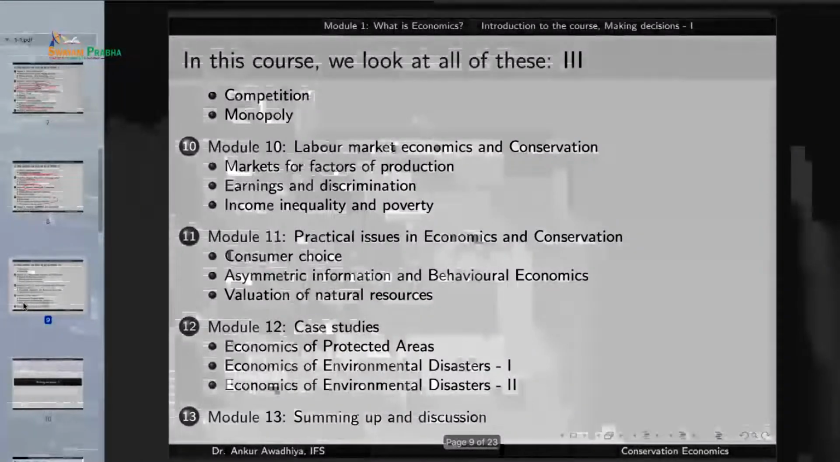competition, and monopoly. So you can have a competitive market or you can have a monopolistic market where there is only one seller. And we need to understand how a seller in a competitive market makes decisions and how a seller in the monopolist market makes decisions, because these are the decisions that have a ramification for conservation.